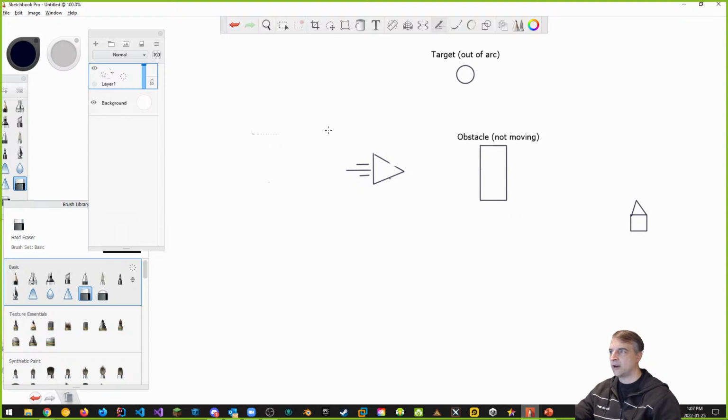Okay, so we don't care about firing arcs right now. That was a nice idea. We don't care about this target that's out of arc, or whatever. We don't even care about this really weird house, which I made as a ship. What we really care about is this, all right? So it's the obstacle to avoid. So how do I do that?